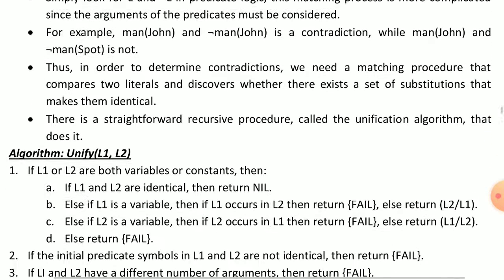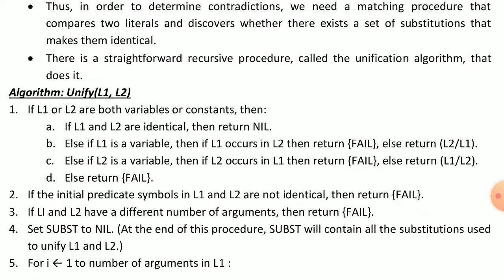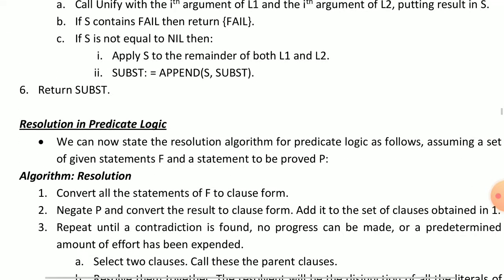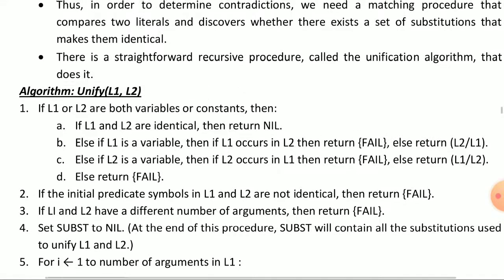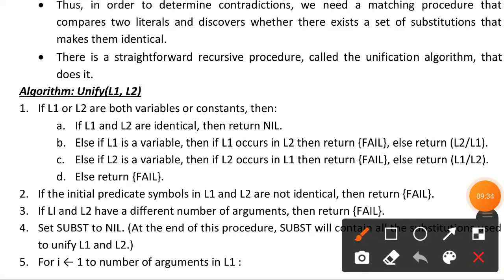Now our next algorithm is Unify L1, L2. In this algorithm, a total of 6 different steps are given. We can start with the first step. If L1 and L2 are both variables or constants, then we can take two different constants or two different variables named L1 and L2. Now if we take two variables, then we follow the 4 substeps.